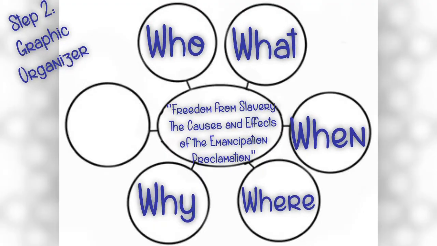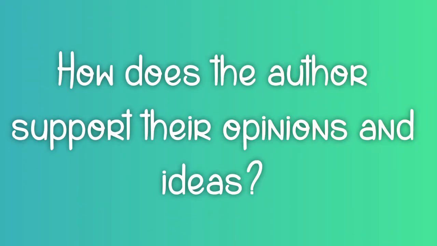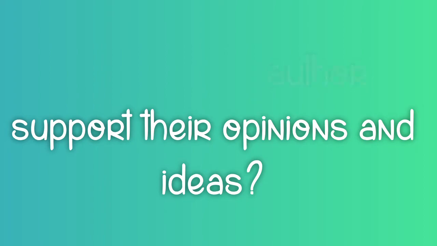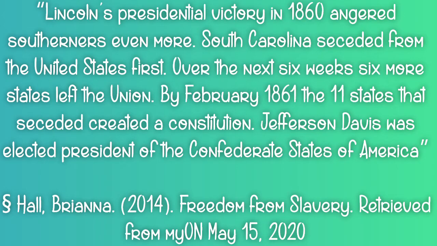As we read, it's really important to think about how the author supports their opinions and ideas that they give you within the book. So one example is the following quote. The author wrote, "Lincoln's presidential victory in 1860 angered Southerners even more. South Carolina seceded from the United States first. Over the next 6 weeks, 6 more states left the Union. By February 1861, the 11 states that seceded created a constitution. Jefferson Davis was elected President of the Confederate States of America."